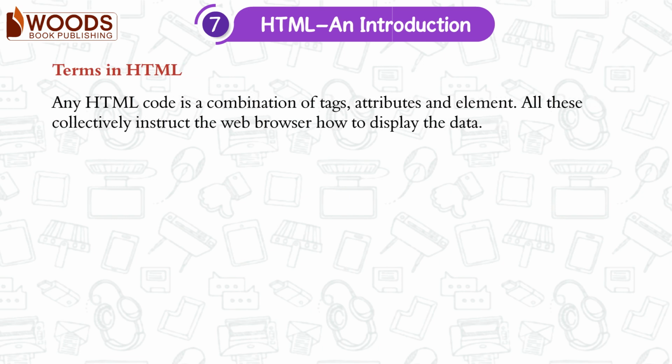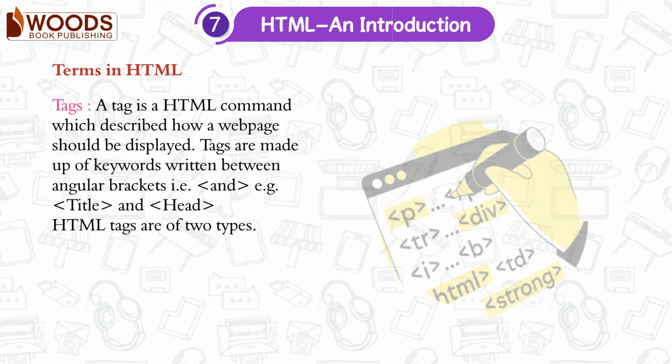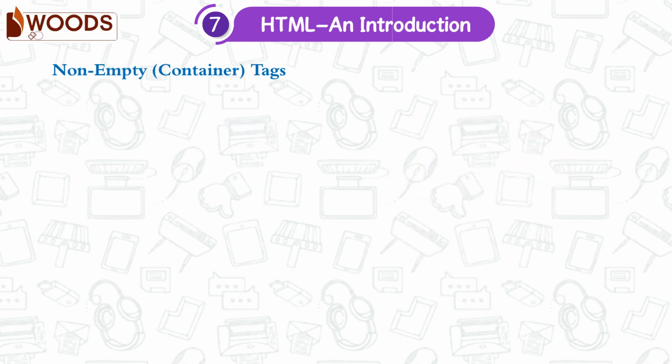Terms in HTML. Any HTML code is a combination of tags, attributes, and elements. All these collectively instruct the web browser how to display the data. Tag. A tag is an HTML command which describes how a web page should be displayed. Tags are made up of keywords written between angular brackets, that is, < and >. Examples: <title> and <head>. HTML tags are of two types.